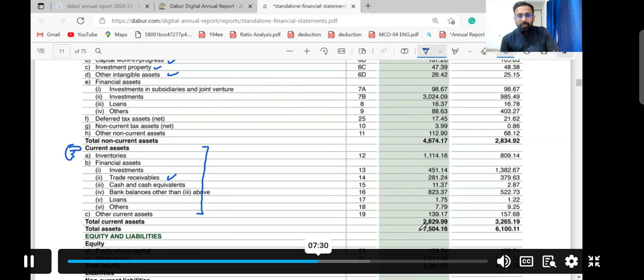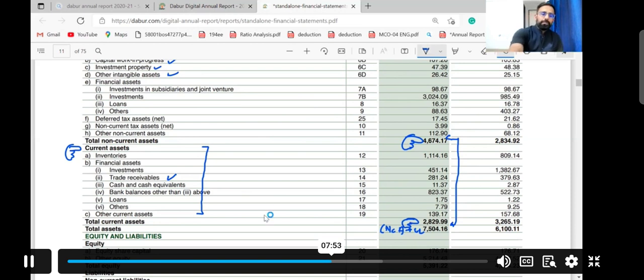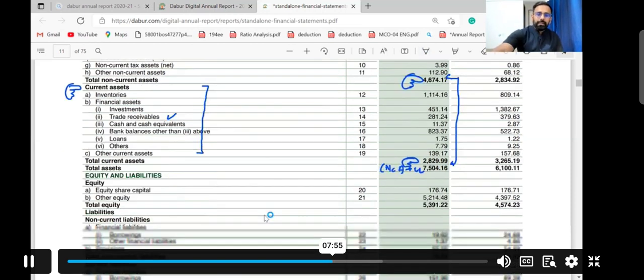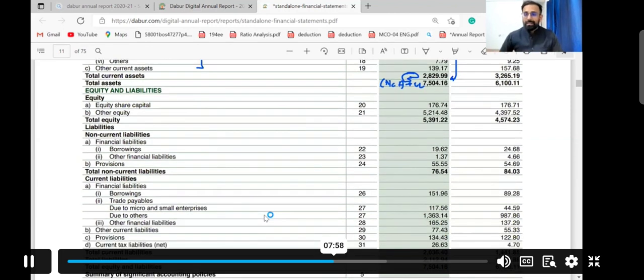And here we will be showing the total of non-current assets and current assets, right? If you see, the total of non-current assets is 4006.274, and here it is 2829. If I add these two values, I will get the total of assets, right? After that, we will be showing equity and liability. We are done with the asset part. Now we will be showing the equity and liability part, right?